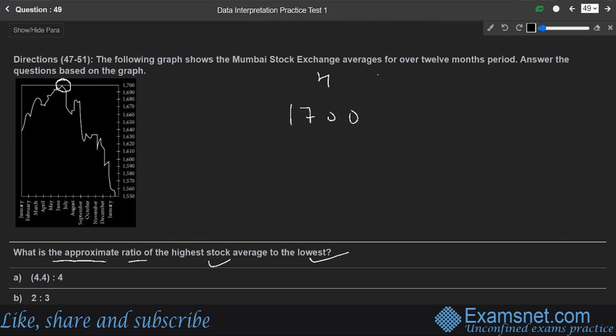We have to find out the ratio of highest to least. So the highest value is 1700. Let us see the lowest one in the chart. The lowest can be seen as this, which is nothing but 1550. So 1700 is to 1550. That should be the right ratio.